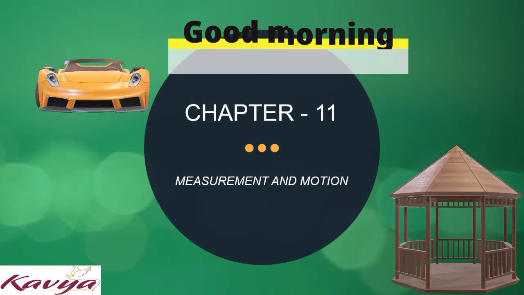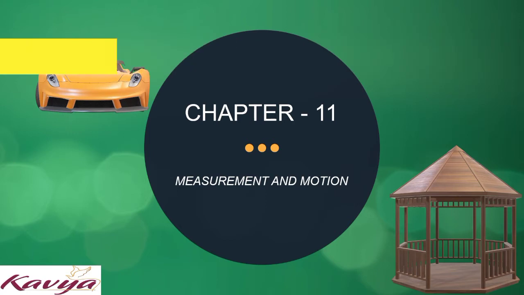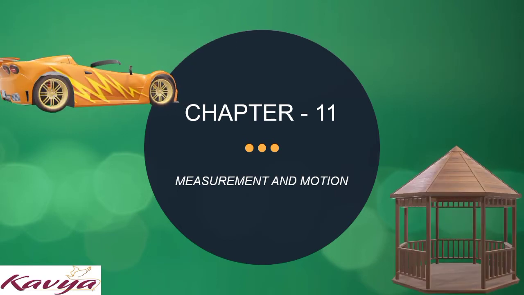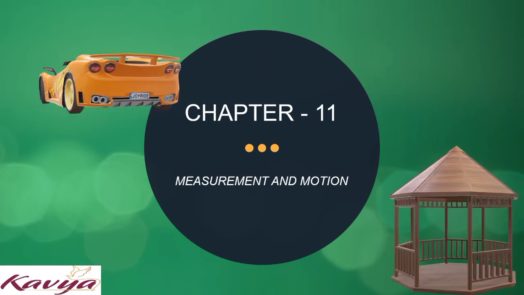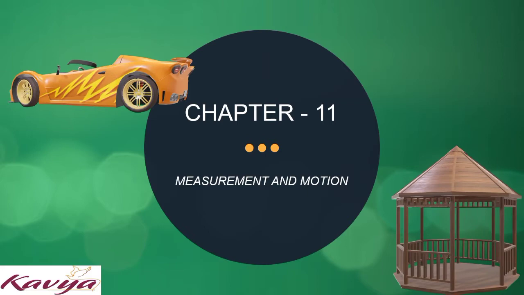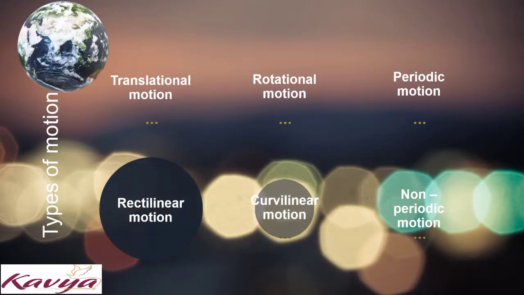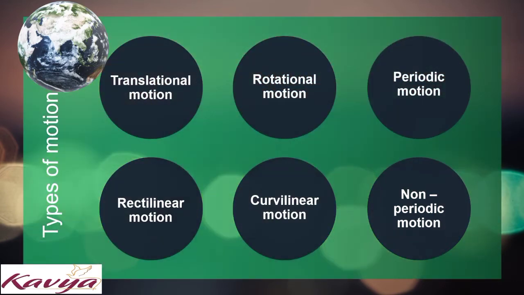In the last class, we started our chapter number 11, measurement and motion. Students, in the last class, we discussed the history of transport, how we do measurement, and the SI unit, the standard measurement unit. In today's class, we will discuss what is motion, and types of motion.